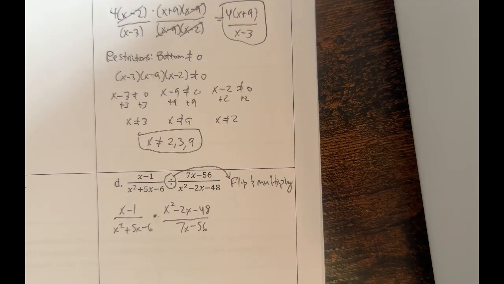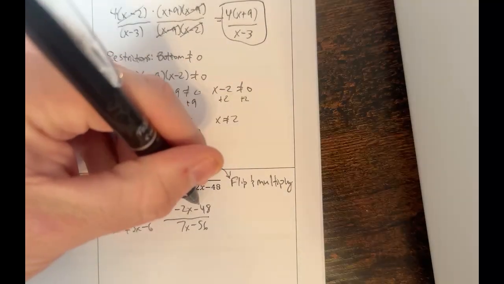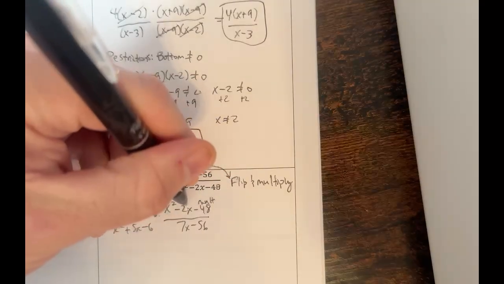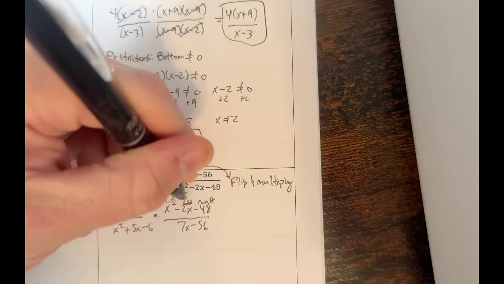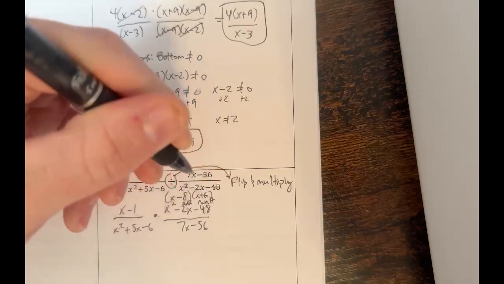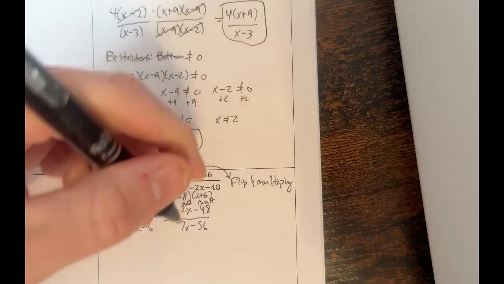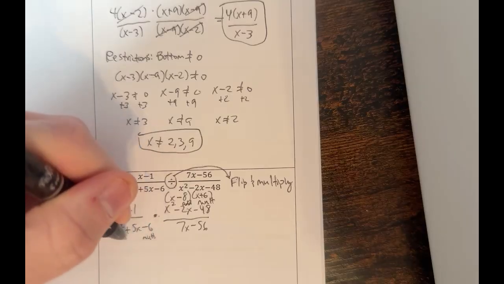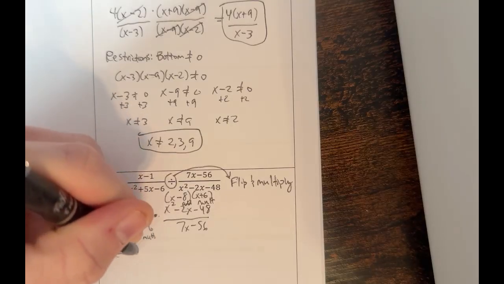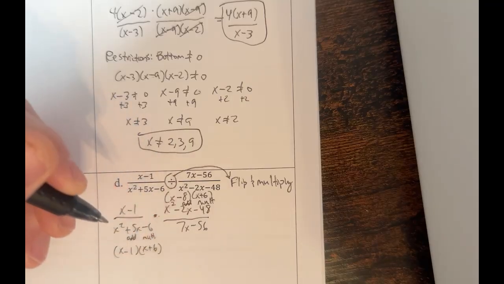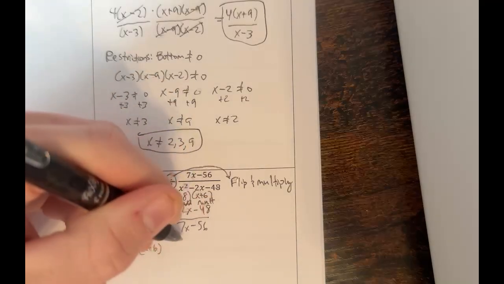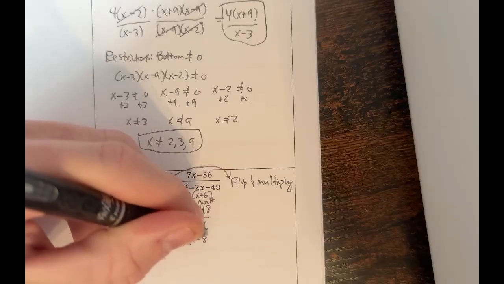All right. Now we're going to factor everywhere. So here, what multiplies to negative 48 and adds to negative 2? That would be x minus 8, x plus 6. Here, what multiplies to negative 6 and adds to 5? What about x minus 1, x plus 6? Here, these have 7 in common, so 7 times x minus 8.